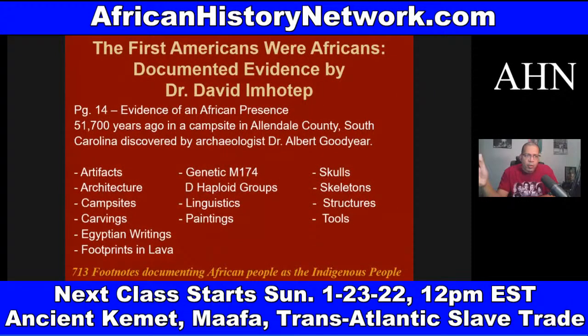On page 11, he deals with evidence discovered in Allendale County, South Carolina, by Dr. Albert Goodyear, who's an archaeologist at the University of South Carolina. In 2004, this discovery was made. They found 13 different types of evidence thoroughly documenting an African presence in South Carolina, the territory that today we call South Carolina, dating back at least 51,700 years ago. They found artifacts, architecture, campsites, carvings, Egyptian writings, footprints in lava, genetic M174D haploid groups dealing with DNA and genetics, linguistics, paintings, skulls, skeleton structures, and tools.